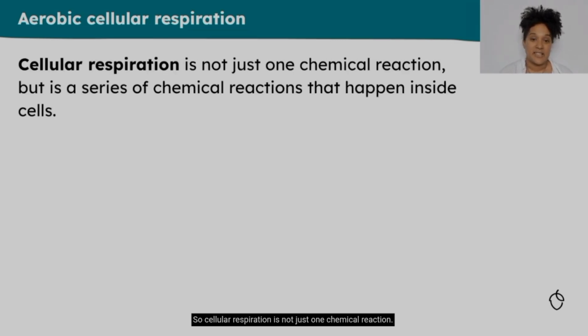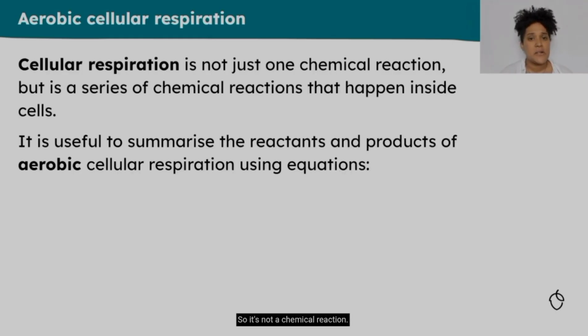So cellular respiration is not just one chemical reaction. You might remember I've been calling it a chemical process. And what I mean by that is it's a series of chemical reactions that happen inside cells. So it's not just one chemical reaction, but it is still useful to summarise the reactants and products of aerobic cellular respiration. So usually when we use equations, it's just talking about one chemical reaction. These are chemical equations that are summarising a whole process. So they're not telling the whole story, but they're giving us a really good summary of what's going on.